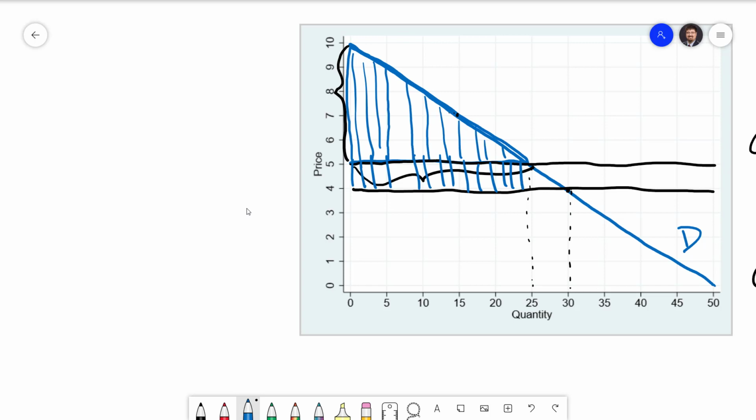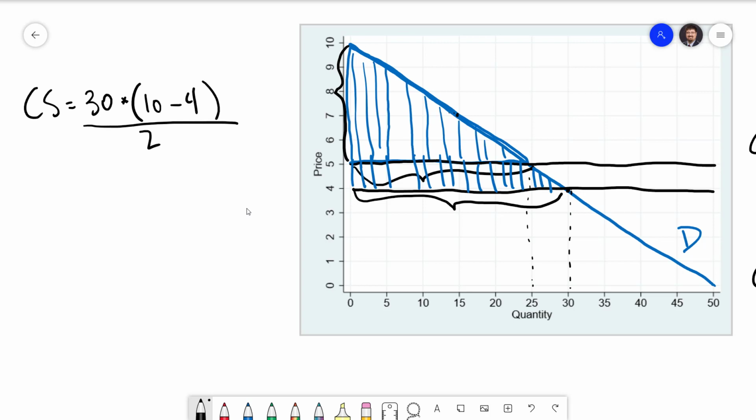But since the price has dropped, the quantity has also increased by 5 from 25 to 30, and we're going to get more consumer surplus from those as well. We will again use the area of a triangle to calculate our consumer surplus. The base of the triangle is again the quantity, which is now 30. The height of the triangle is 10 minus 4. We're going to divide that by 2 since it's a triangle. 10 minus 4 is 6. 30 times 6 is 180. Divided by 2, which is 90.